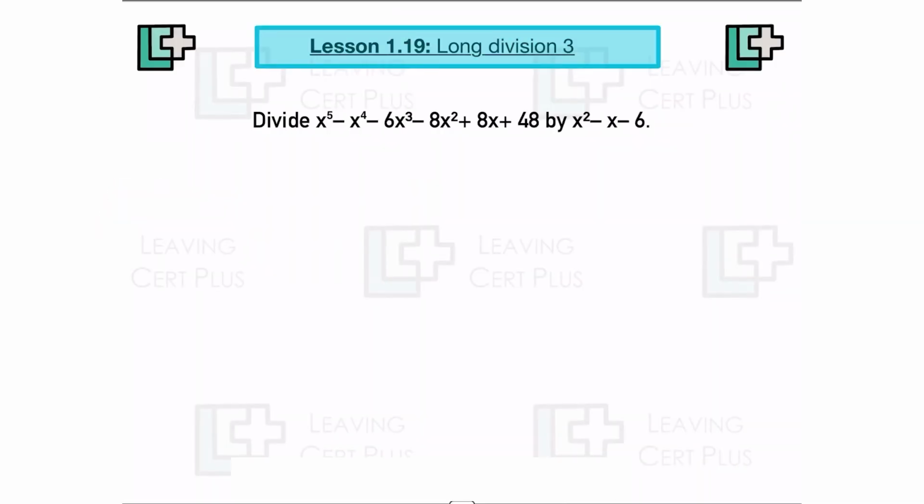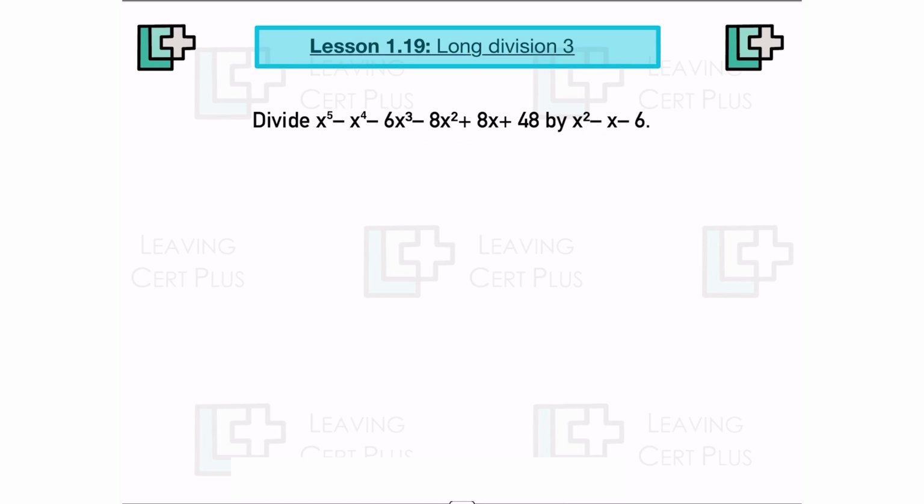This is lesson 1.19. It's our third and final lesson looking at long division. We're going to try a couple of questions that don't involve our regular cubic expressions and linear expressions. We're going up to x to the power 5 here. So I'd like you to pause the video and try use your regular steps to divide this by that.